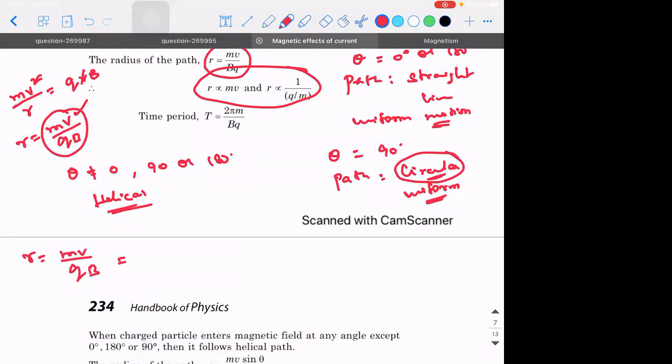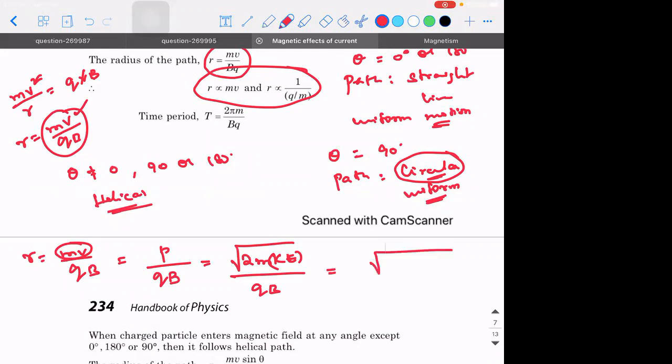These are the different kinds of problems that you can face. mv stands for linear momentum, so r is P divided by qB. Linear momentum can also be written as root of 2m into KE, so r is root of 2m KE divided by qB, because linear momentum is root of 2m into kinetic energy. Or this can also be written as root of 2m into qV, the whole divided by qB, where qV stands for the charge of the particle into the potential difference. So depending on what parameter is given in the question, you can use that formula and find the radius.